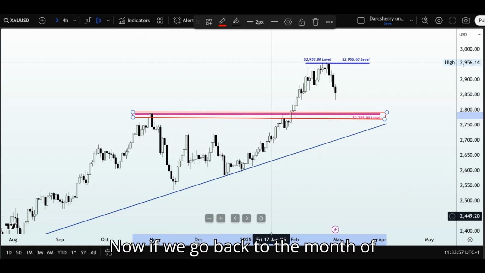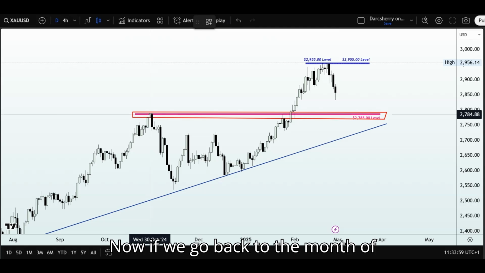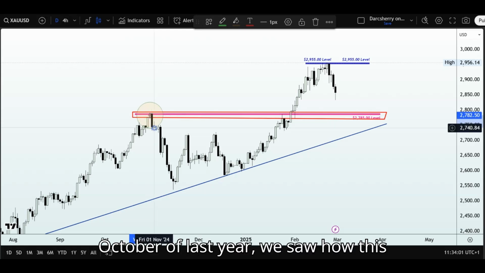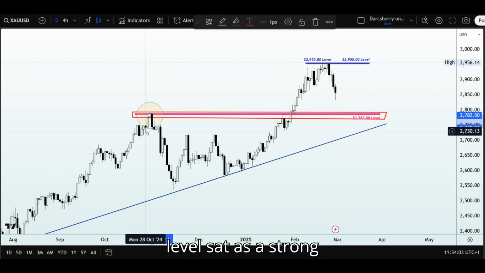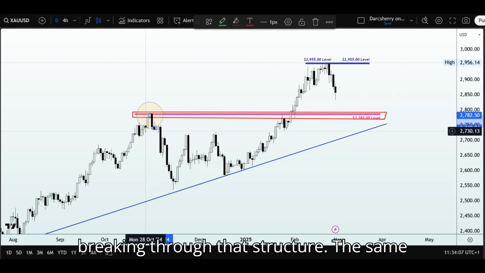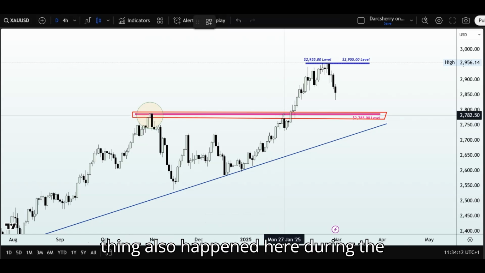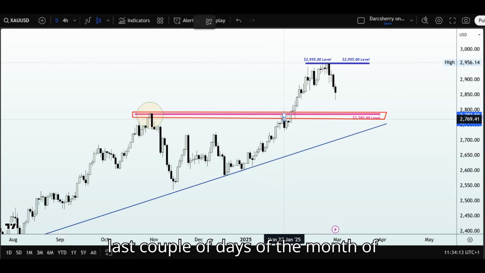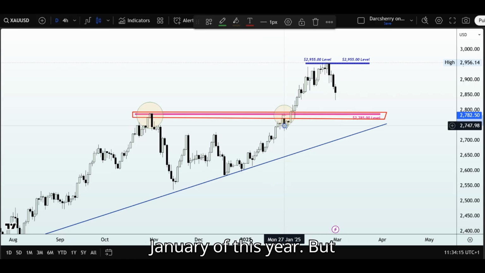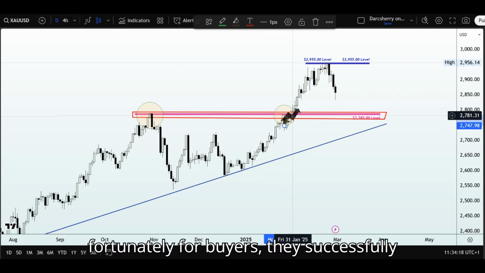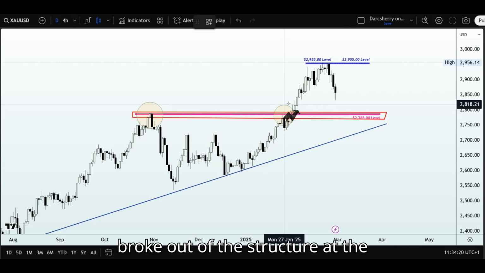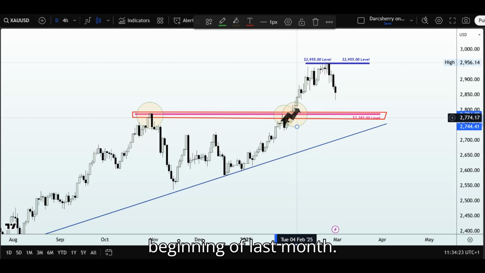Now, if we go back to the month of October of last year, we saw how this level served as a strong resistance, inhibiting buyers from breaking through that structure. The same thing also happened here during the last couple of days of the month of January of this year, but fortunately for buyers, they successfully broke out of the structure at the beginning of last month.